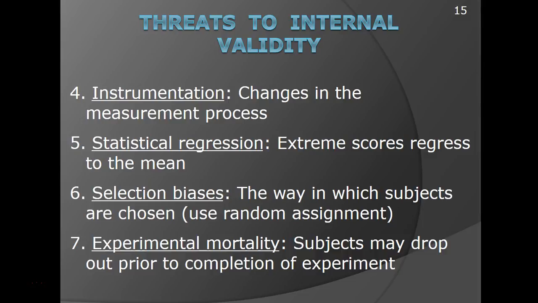Selection bias, the way in which they are chosen. If they're not chosen in a random assignment, that can be a threat to internal validity. And mortality. Sometimes subjects may drop out prior to the completion of the experiment. Maybe they're paroled, maybe something happens and they're transferred out, maybe they just decide they don't want to participate anymore.